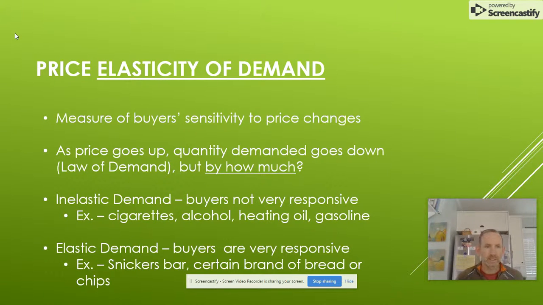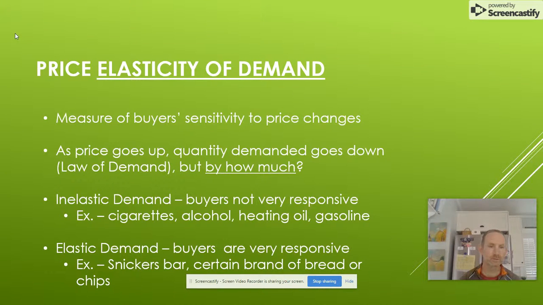So in a general sense, elasticity of demand is a measure of buyers' sensitivity to price changes. The law of demand, which we studied last week, tells us that as the price of something goes up, the quantity demanded goes down. But now we're asking, by how much does it go down? There are some types of goods and services where the price can go up and the quantity demanded doesn't change much at all. Basically, people keep buying it even as the price goes up. There are some goods and services where when the price goes up, everybody quits buying it. So that's kind of what elasticity is all about.